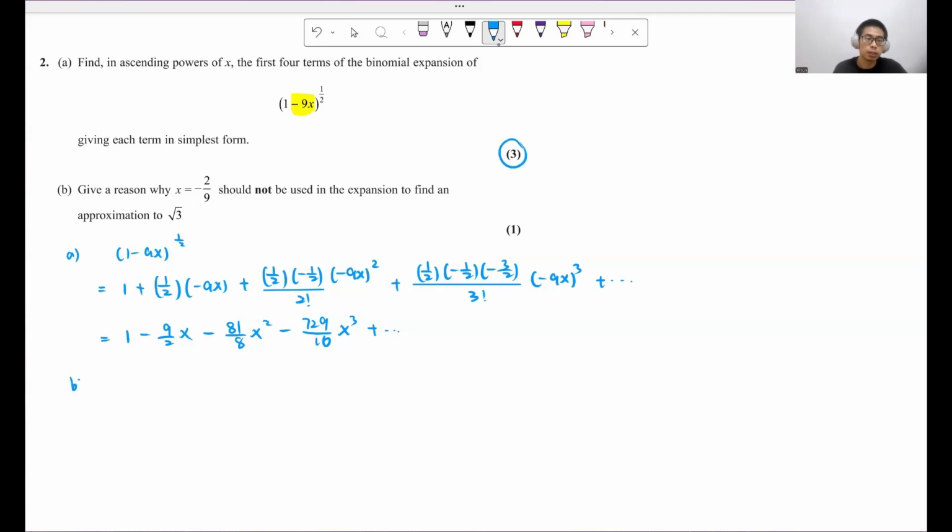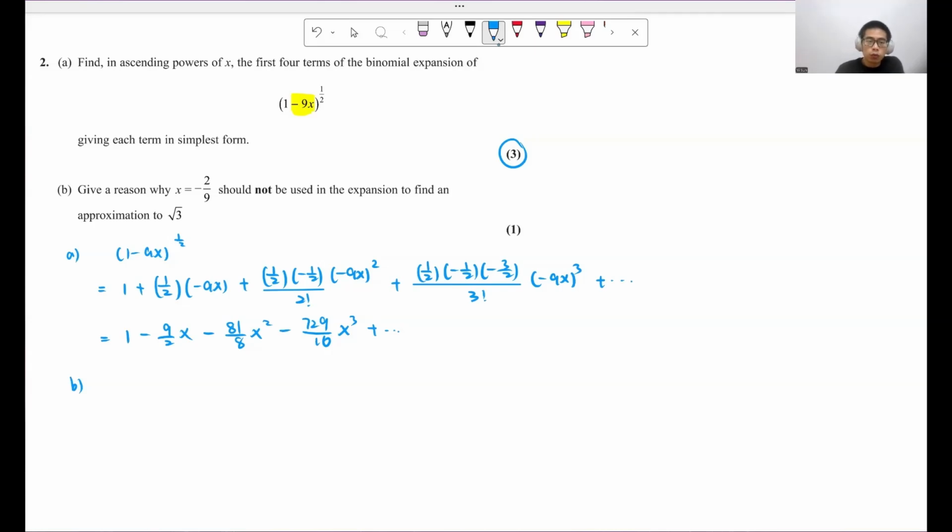And then for part B: give a reason why x equal to negative 2 over 9 should not be used in the expansion to find the approximation to root 3. Okay, so for this one, for binomial expansion, you always need to work out what the possible values are which are valid for the expansion. And then you can decide which value we can use and which value we cannot use for the approximation.